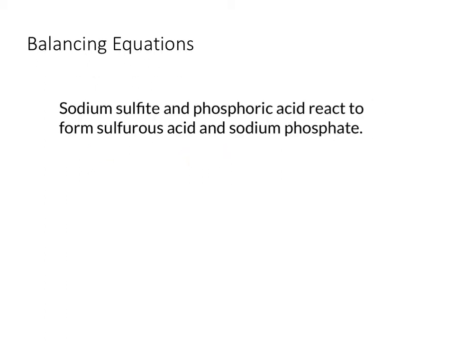Let's go ahead and look at another setup here. So we have sodium sulfite, Na2SO3, reacting with phosphoric acid, H3PO4, to form H2SO3 and Na3PO4. So now that we've written out our unbalanced equation, we're going to start with the most complicated molecule.